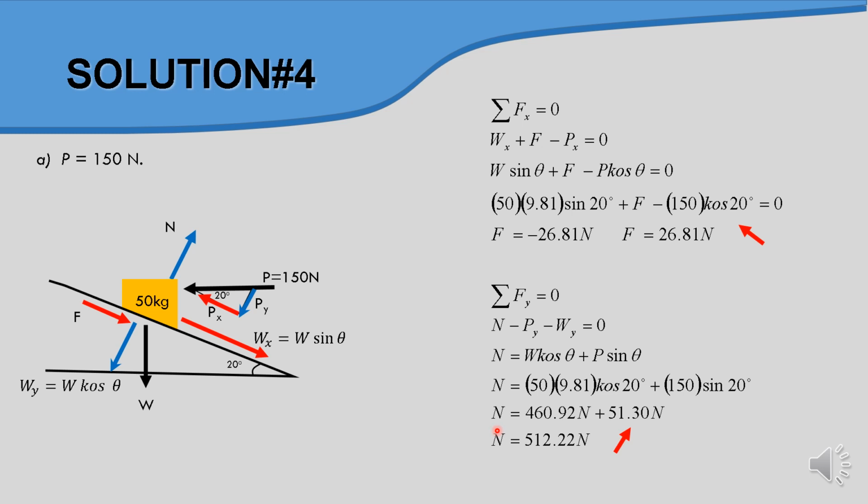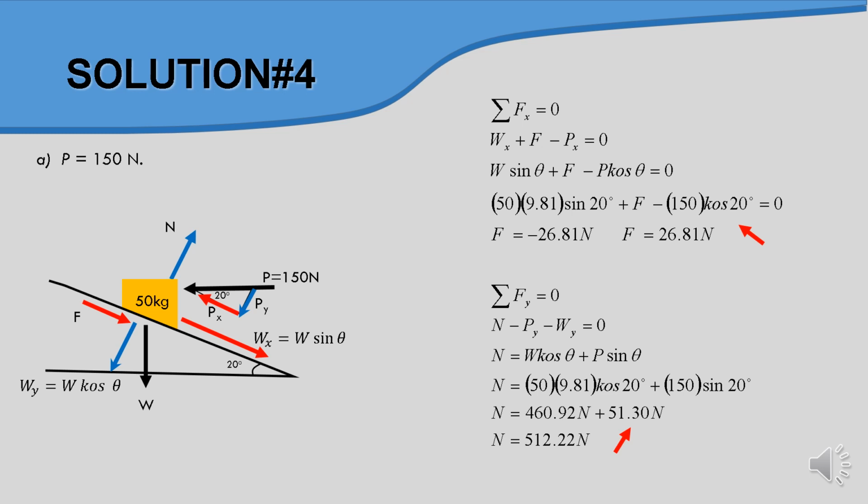So in this case, by using the Fy, we can easily get the value of N. For the Fy, in the blue arrows here, we have one upward N, and then downward Wy, and also Py downward. So assume that this value is positive, this value is negative. So we have N minus Py and minus Wy. So we substitute the values, and finally we obtain the value of N equal to 512.22 Newton.